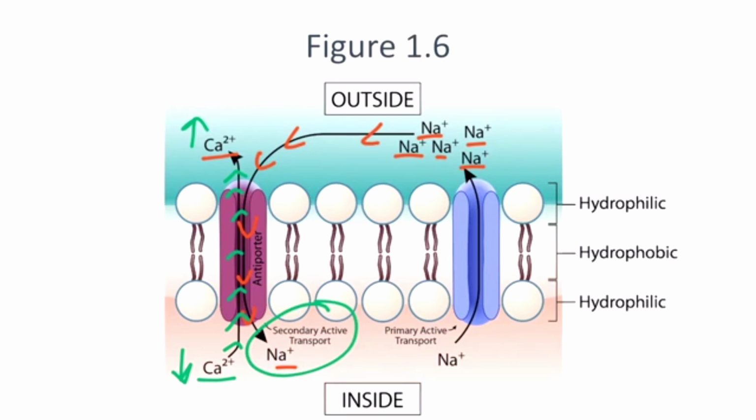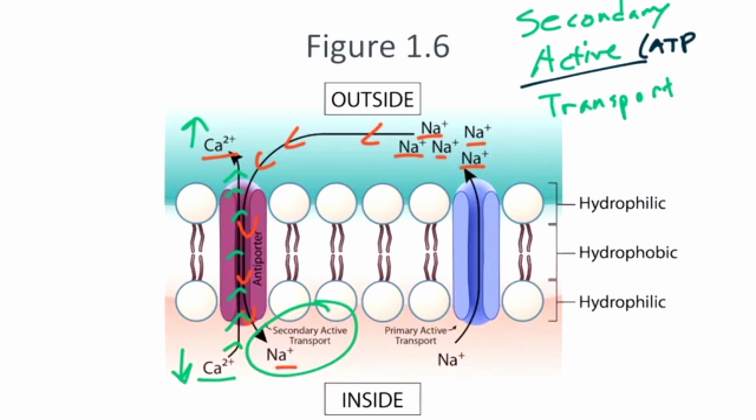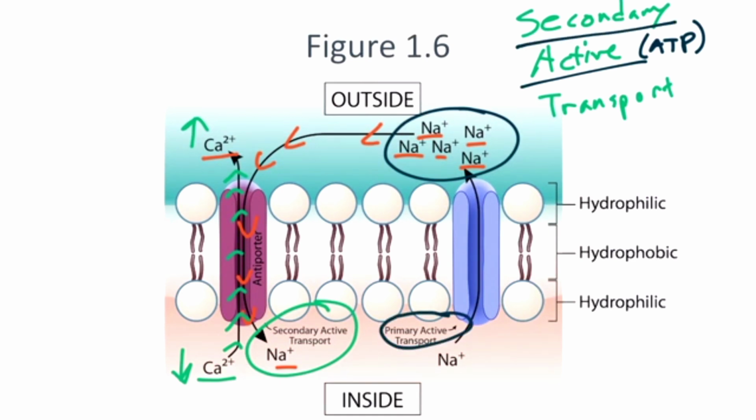Now, this whole process is called secondary active transport. Active because it required ATP, which is what created the sodium gradient in the first place. Secondary, meaning that it relied on this primary active transport, and transport, meaning it used a protein. Secondary active transport. Now let's do some questions to apply this.